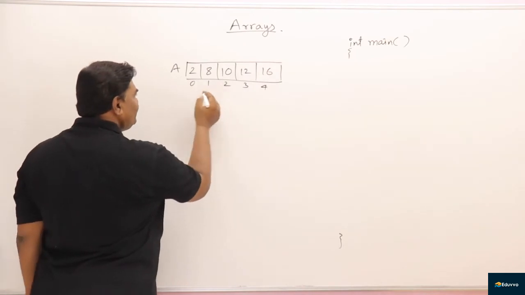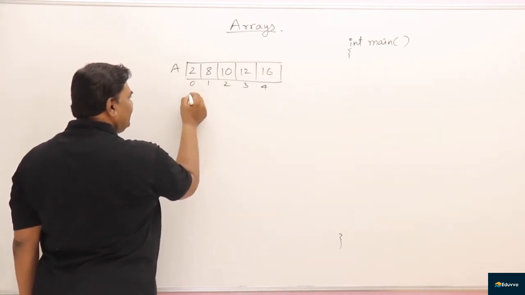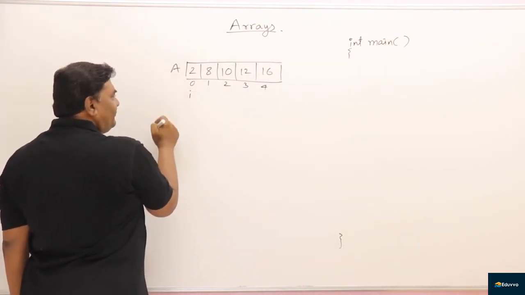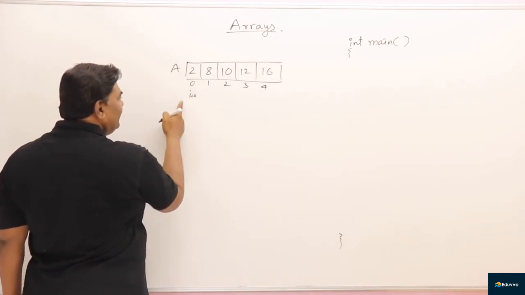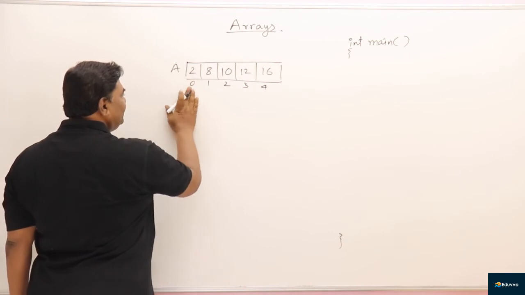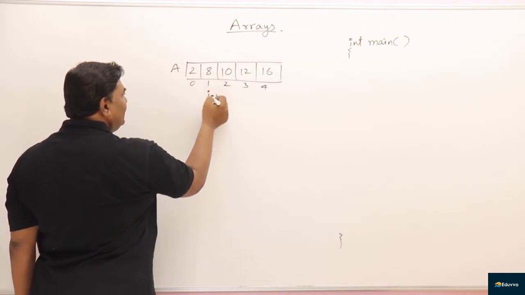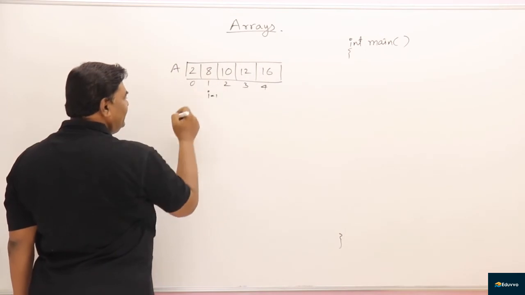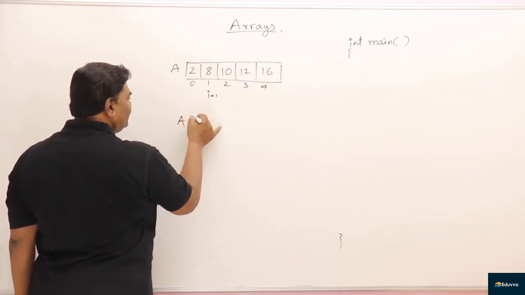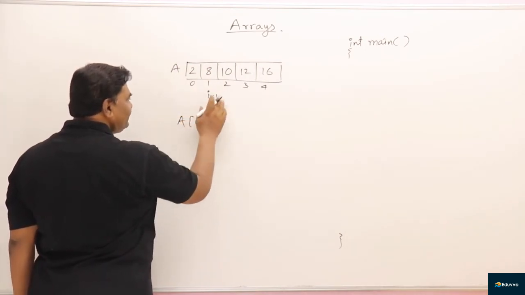So for going through this, I need the indices. For that I will take one index pointer, that is I. I is 0 initially, so a of I is what? 2. Then I will change it to 1. Then a of I is what? 1 now, so a of 1 will be 8, because I is 1 now.